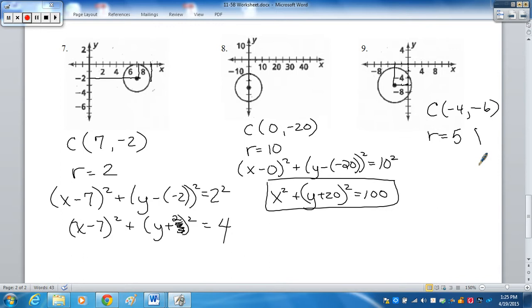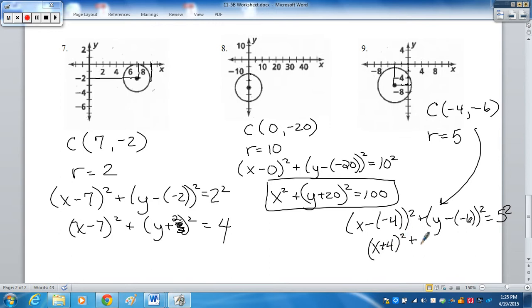So plugging this information in, we have x minus h squared plus y minus k squared is equal to the radius squared. Okay? So x plus 4 squared plus y plus 6 squared is equal to 25. Okay, so there you go. You've got your answers there for those last couple problems. You'll find online the homework for tonight, and if you have any questions, come let me know. But like I said, I think that's pretty much self-explanatory.